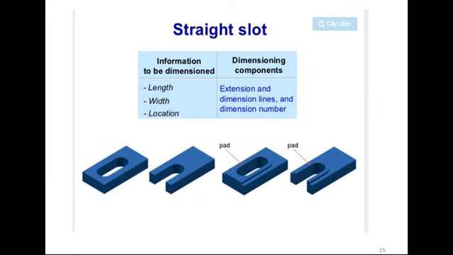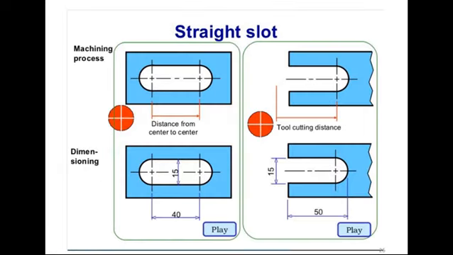Now when there is a straight slot, which things are important? Length, width and locations are important here as per our drawing. So when there is a straight slot machining process, the distance from center to center is important. Tool cutting distance is important. When there is a blind slot, tool cutting distance is important, from where your tool is coming.